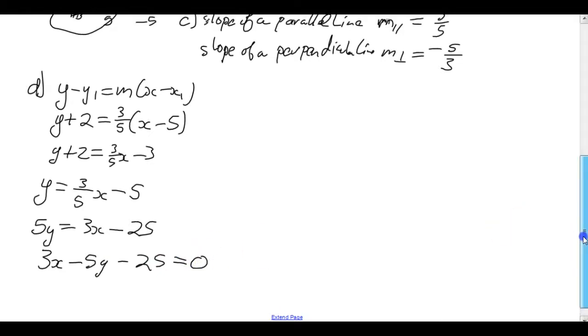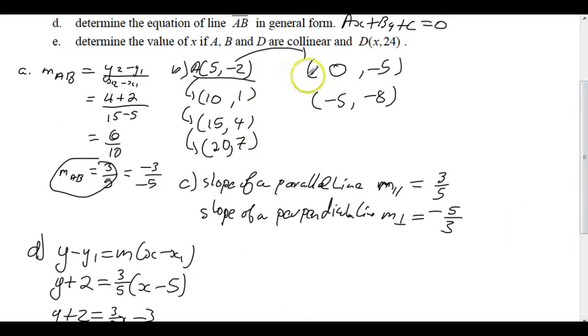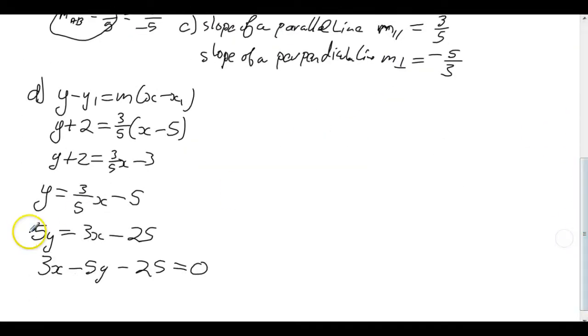If that's the correct equation, we know that it will work for any of these points we figured out in B. So if you tried 0, negative 5, put an x value of 0 in there, then you'll see this has to be negative 5 in order to solve or satisfy the equation.